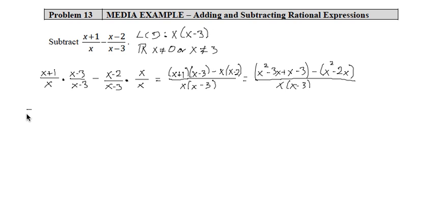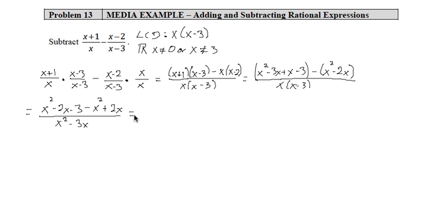That's going to be equal now. I'm going to combine like terms here. X squared minus 2x minus 3. Then I'm going to distribute this negative to each of the terms inside parentheses. Minus x squared plus 2x. In the denominator, I'm going to go ahead and multiply x squared minus 3x.